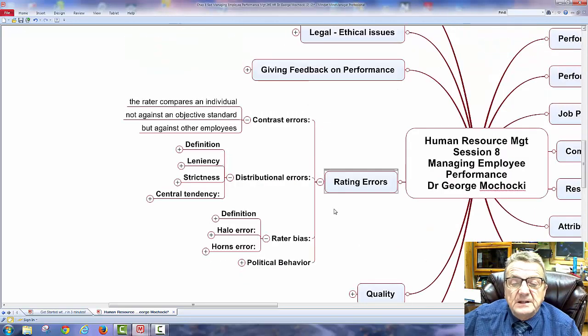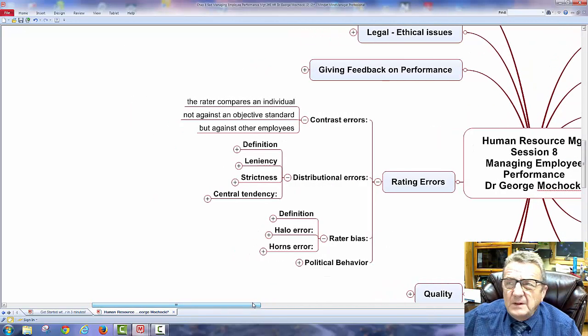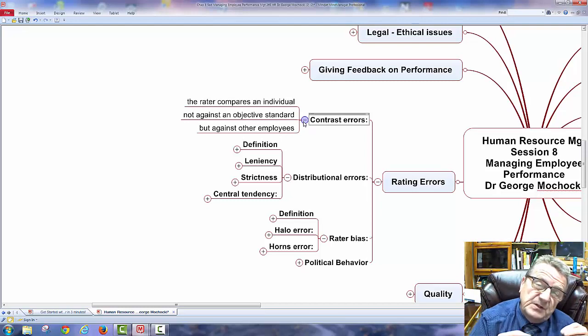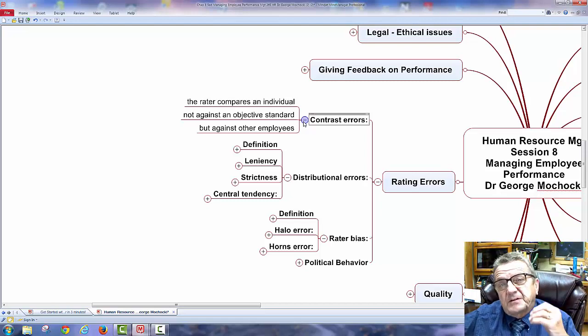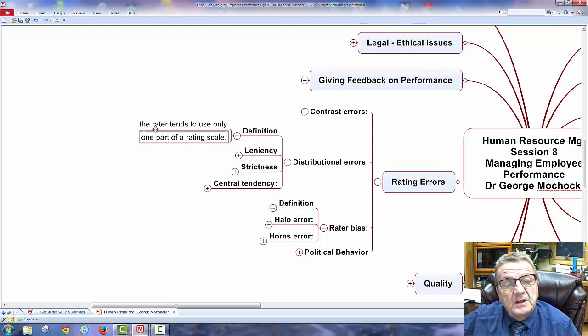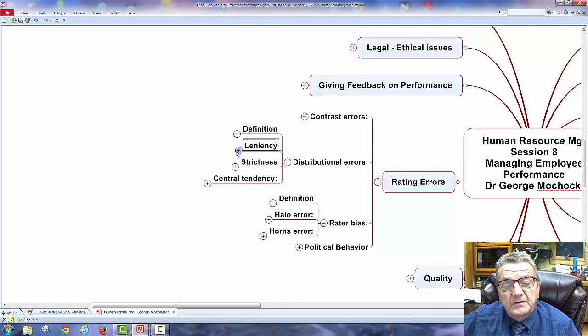Okay, if I'm looking at rating errors, now this is not only from customers but from employees. Everyone has these rating errors, so you have to look at them. Contrast errors: the rater compares an individual not against an object or standard but against other employees. You could do that if you're doing behavioral subjectivity. But if it's something objective, that's what I'm comparing them against, this objectivity portion. What's the definition? The rater tends to use only one part of the rating scale. Make sure you use all of it.